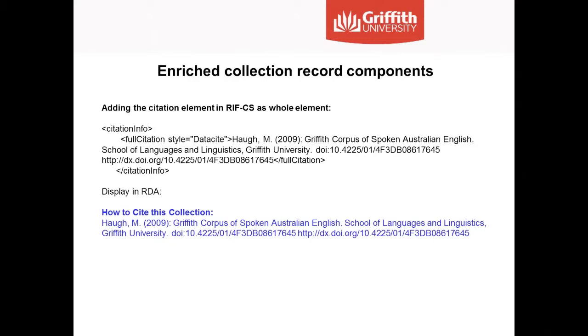So, enriched collection record components. Once the DOIs were issued for each of the collections, we created a citation element. In the manual interface, the addition of a citation element is easy once we had identified what information we wanted to include in it. However, the automated piece was more challenging. ANDS supports the provision of the citation info element as either a single block or provided in separate parts. Because we use VIVO software and this is based on our RDF triple store, it was more logical for us to map from the individual RDF elements to separate parts in RIFCS.